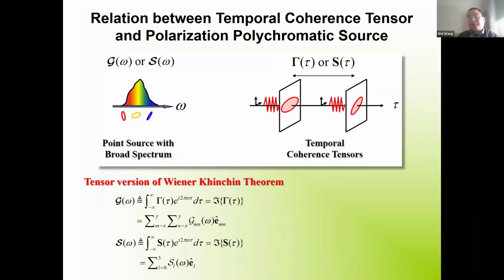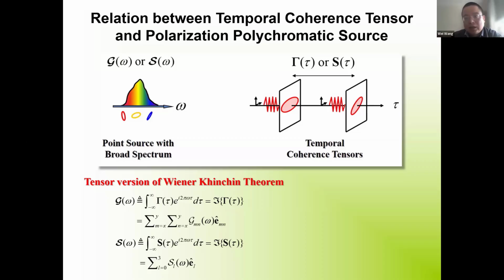Now we show you some relationships between the temporal coherence tensors and the polarization of a polychromatic source. As you see in the left side figure, for a point source with a broadband spectrum, at each different frequency, there may be a different polarization state.